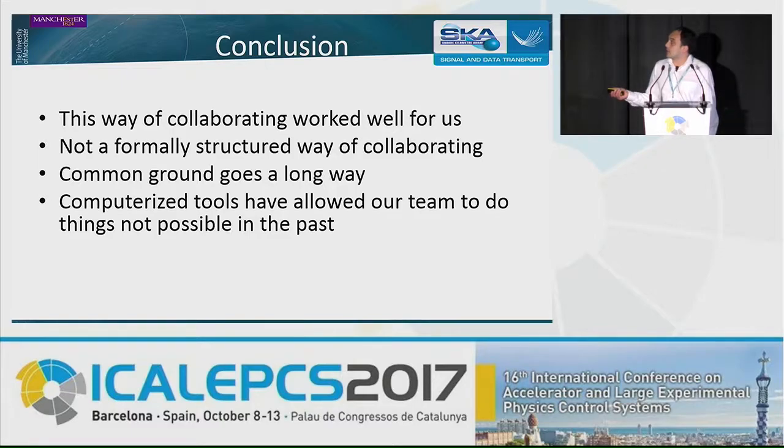And I can't put enough emphasis on the use of computerized tools. This has helped us an awful lot. If we tried to do this 10, 20 years ago, I don't think we would have been successful. And that's all I have to say, so thank you very much.